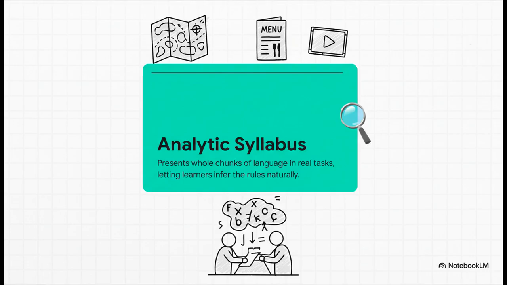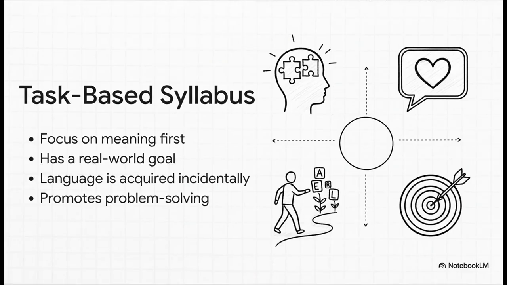So learners get these real, authentic chunks of language, like an actual menu from a restaurant or a city map or a short video. And their job isn't to study the language, it's to complete a real task. The language itself becomes a tool you use to get something done, not the thing you're studying. So what does this look like in practice? Well, first, the focus is on meaning. Getting your point across comes first.